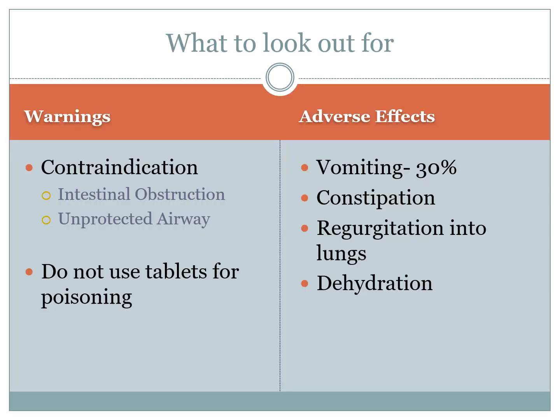Looking at the contraindications and adverse effects of activated charcoal, there's not a lot, which is good. Intestinal obstruction is a contraindication because one of the main side effects or risks associated with activated charcoal is that it can slow down peristalsis and cause constipation. So if there's already an obstruction, the activated carbon will sit in the area and really make a blockage that would be extremely difficult to move.